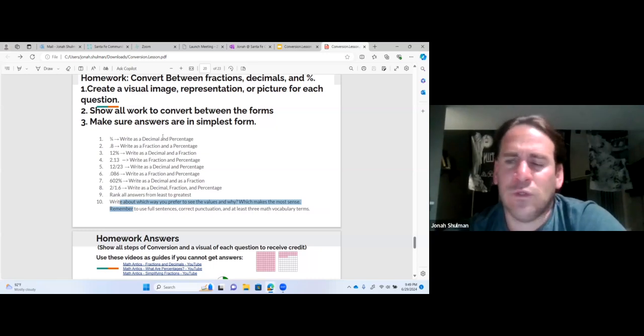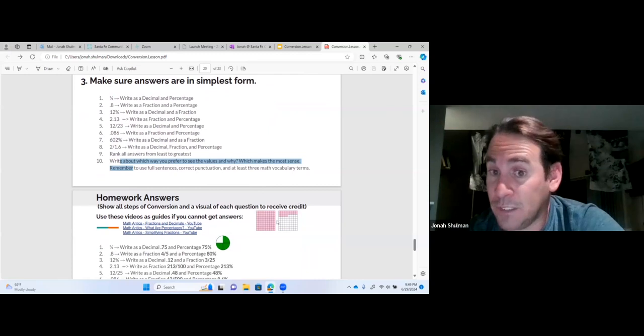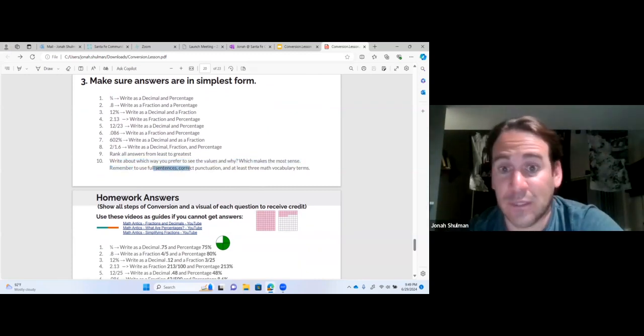Because any student could type this into a calculator and get the answer. What makes it challenging is they have to draw the pictures like these. They have to rank them, and they have to say what they prefer.